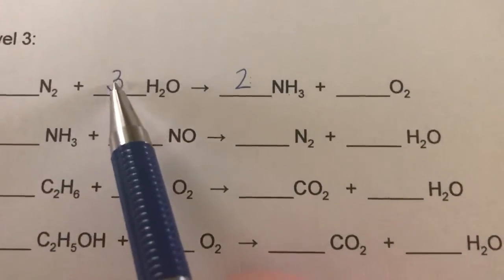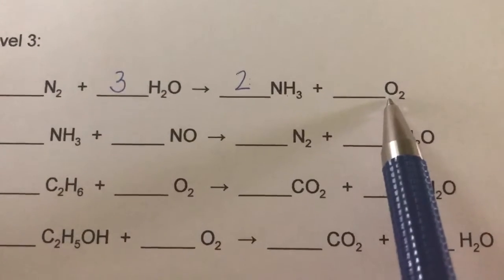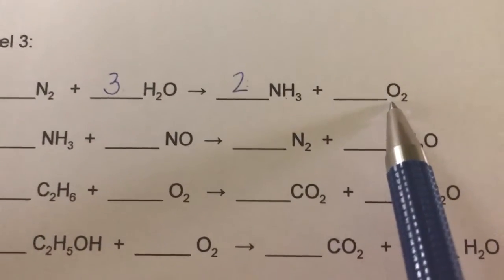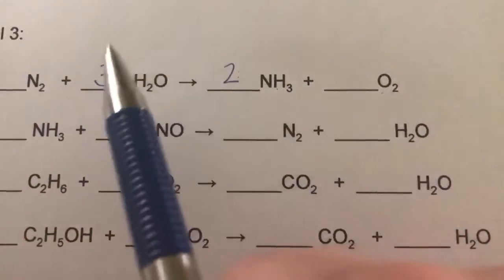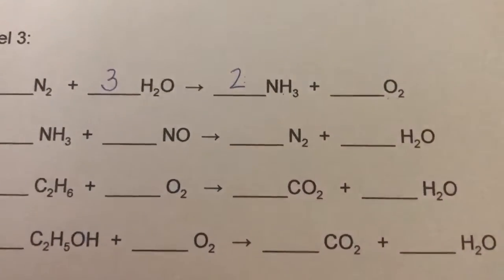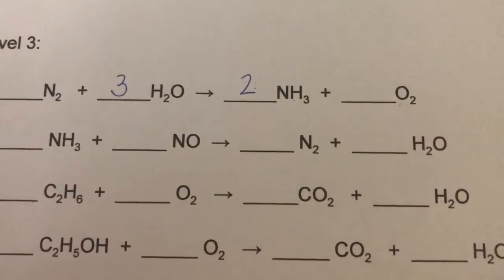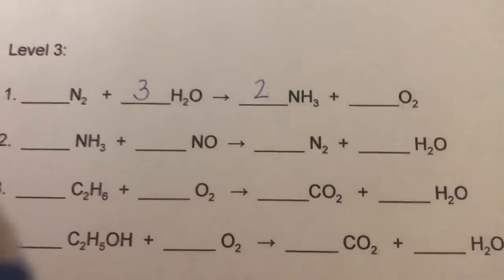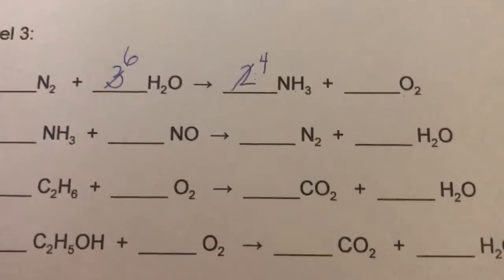Oxygen. On the reactant side, I have 3 oxygens, and on the product side, I have 2 oxygens. This is where it gets tricky, because you cannot multiply 2 by a whole number to get 3. So the rule of thumb is, when you get an odd number, double your existing coefficients. So my 3, we're going to make it a 6, and my 2, we're going to make it a 4. Let's check to see what that does to our problem.